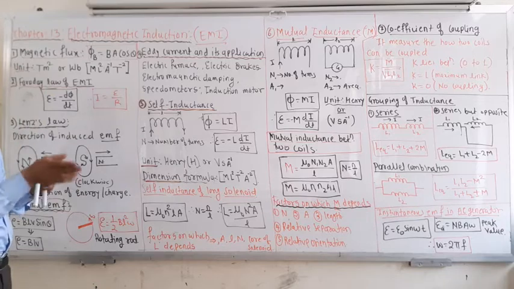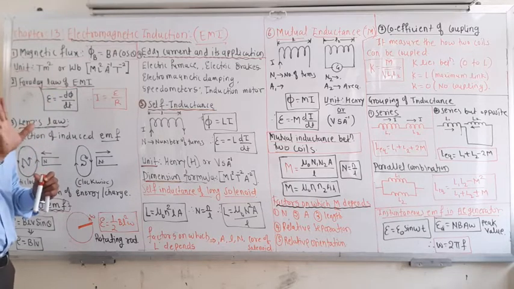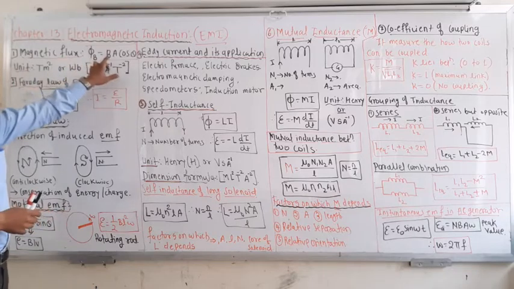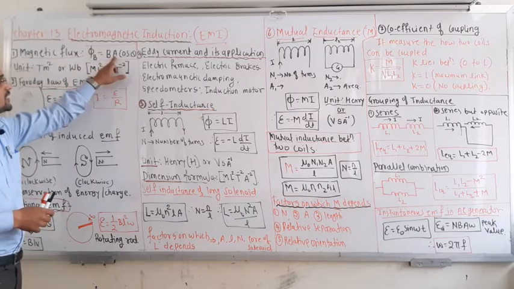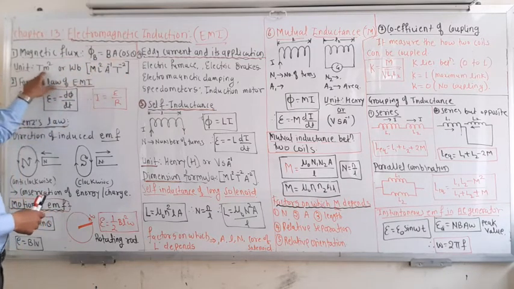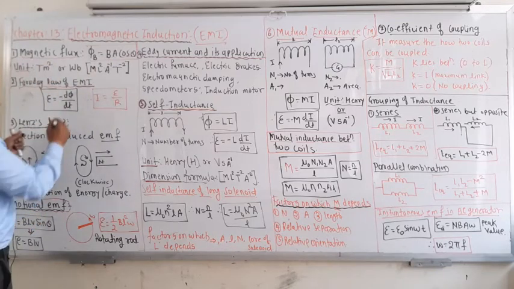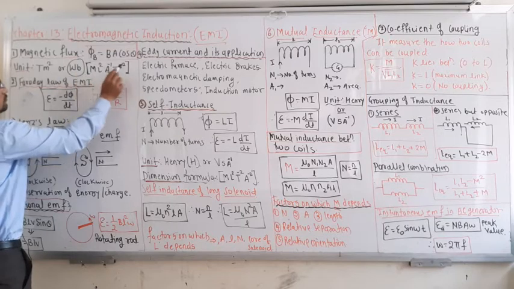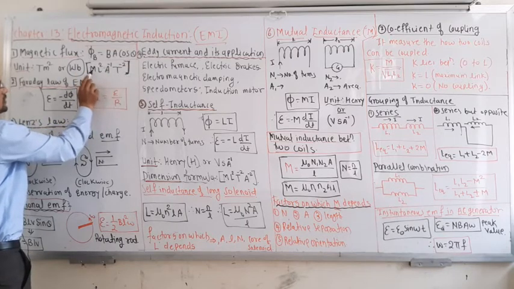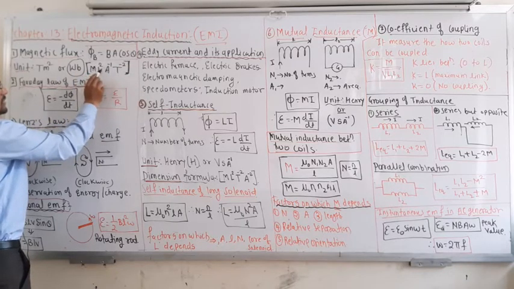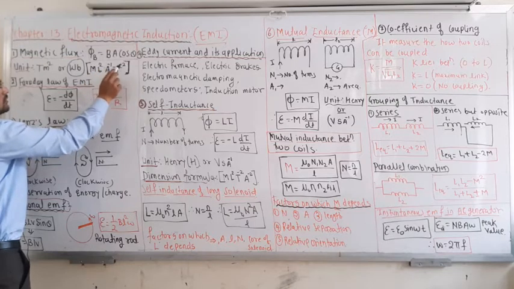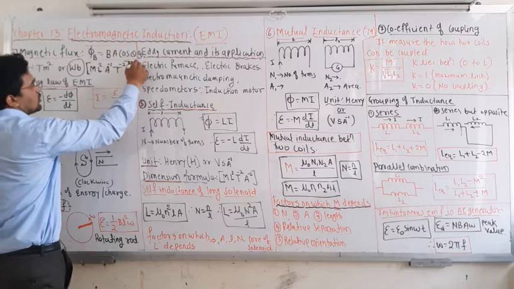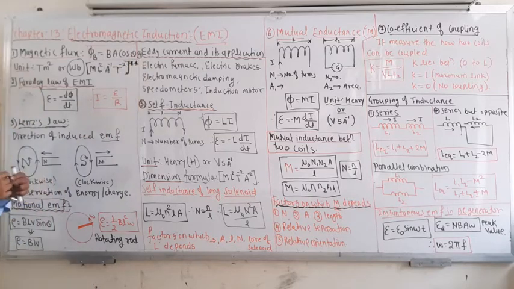You can relate this with electric flux; both are the same. The unit of magnetic flux is tesla meter square, since magnetic field is tesla and area is meter square, or the new unit is weber. The dimension formula for magnetic flux is M L square per ampere per T square. Remember this dimension formula, as they will ask it directly.